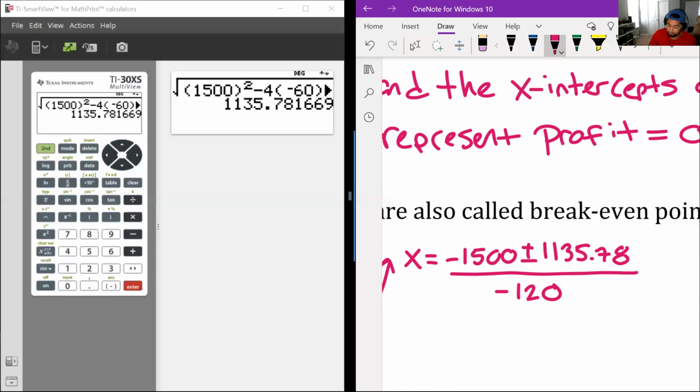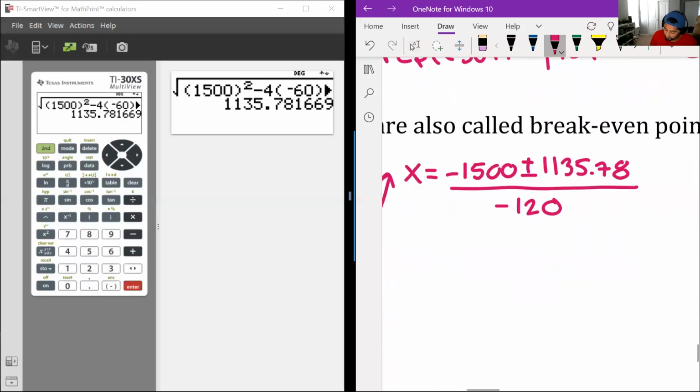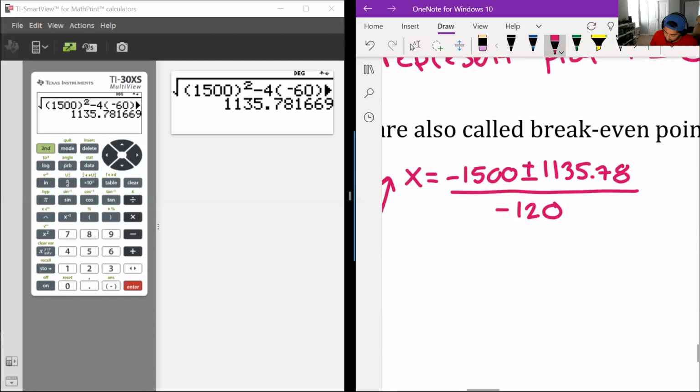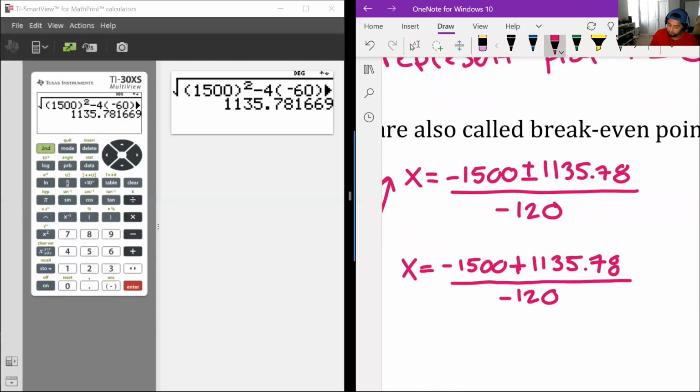So let's do it. First one. X equals negative 1500 plus 1135.78 over negative 120.